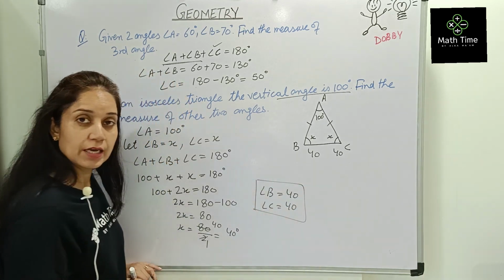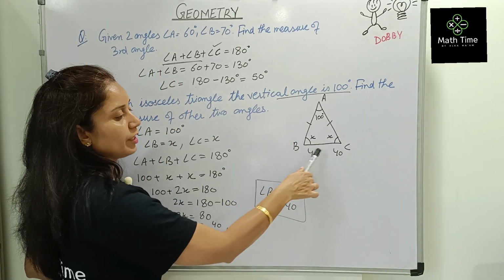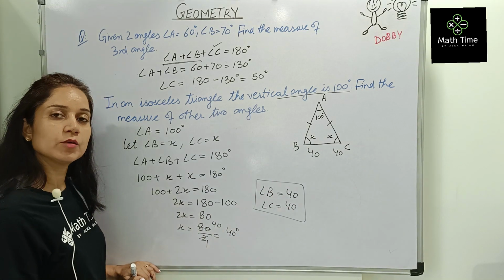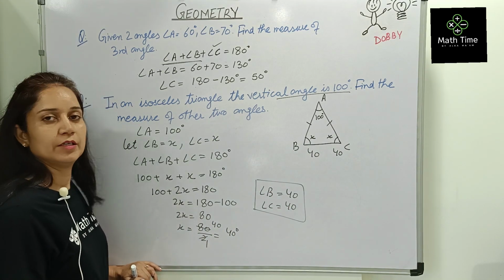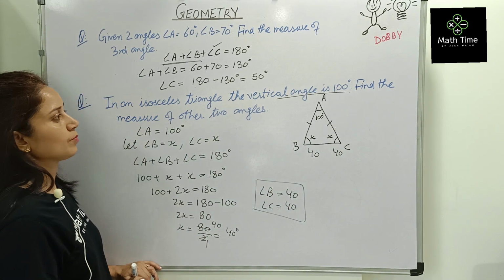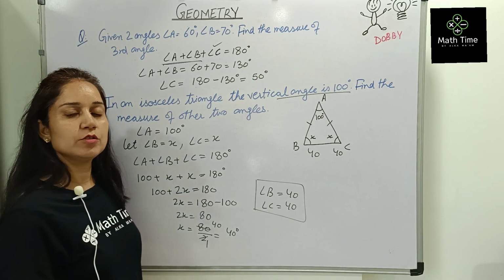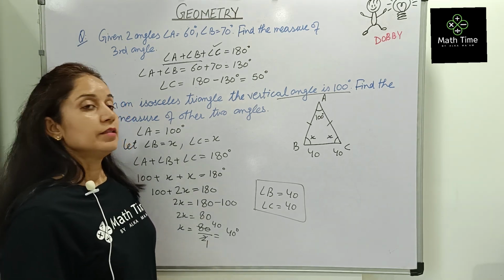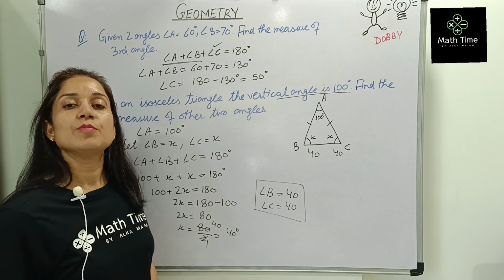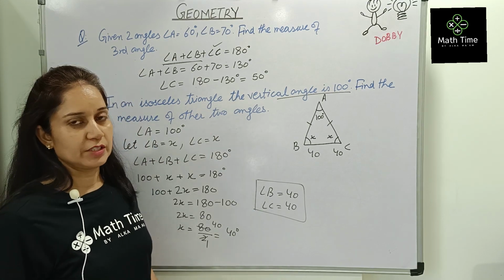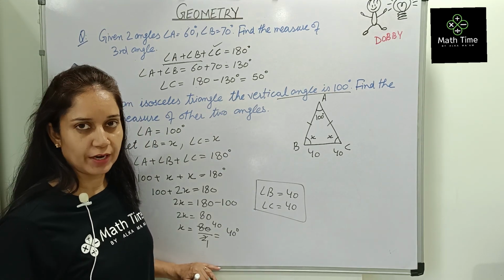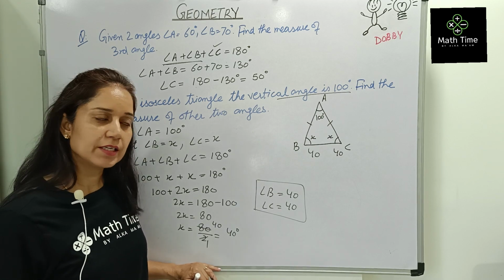Now you can check the answer. 100 plus 40 plus 40. Yes, it is equal to 180 degrees. Angle sum property. Okay, this much for today. So today we have done the classification of triangles on the basis of angles, on the basis of sides, and the properties of triangles. Okay, do revise the concept.